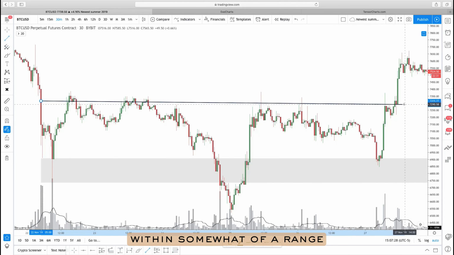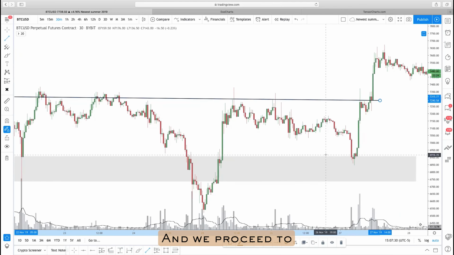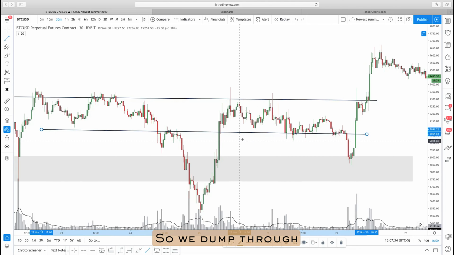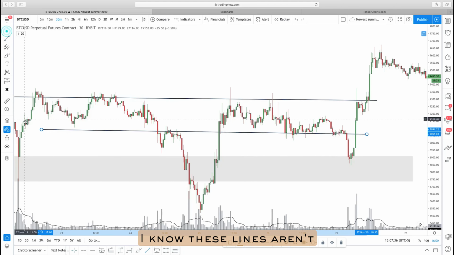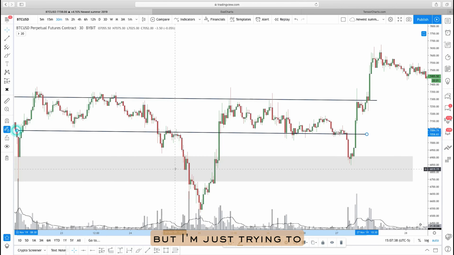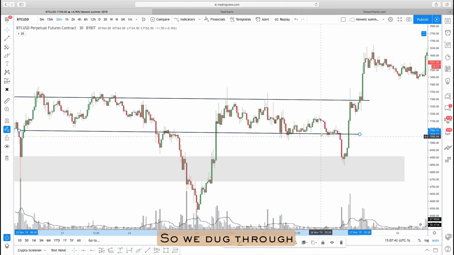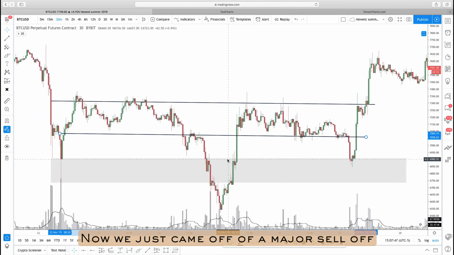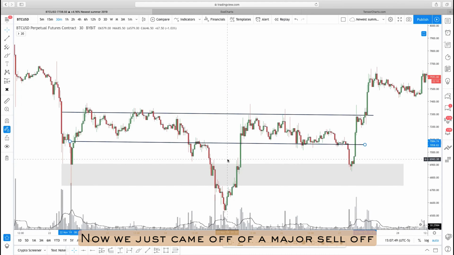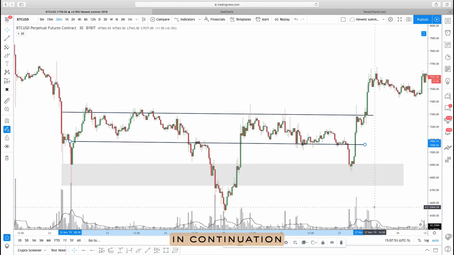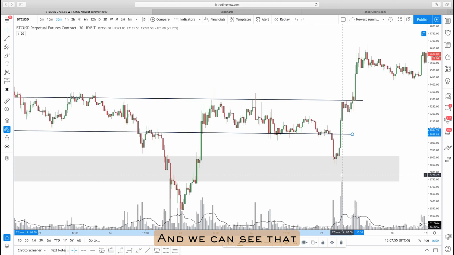Moving confined within somewhat of a range, and we proceed to what looks like a dump through the midpoint again. So we dump through the midpoint of this structure. I know these lines aren't perfectly straight right now, but I'm just trying to basically encapsulate what the midpoint is. So we dump through the midpoint of the structure, and now we are again testing the top of this box. Now, we just came off of a major sell-off, so there is something to be said for this potentially resulting in continuation. And we can see that the first part of this sell-off was on high volume.